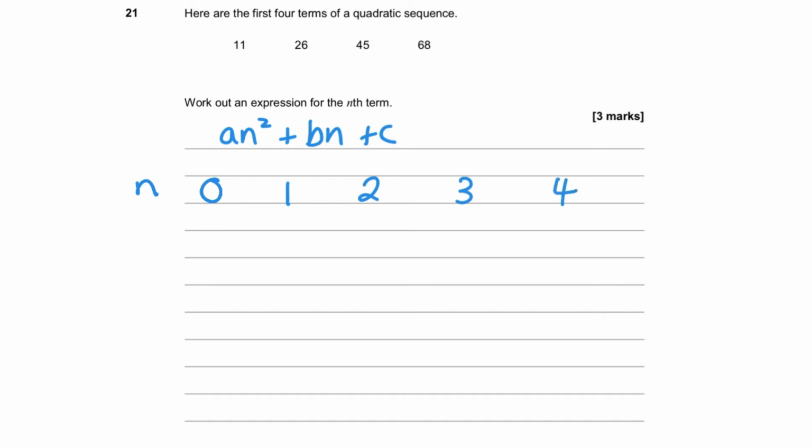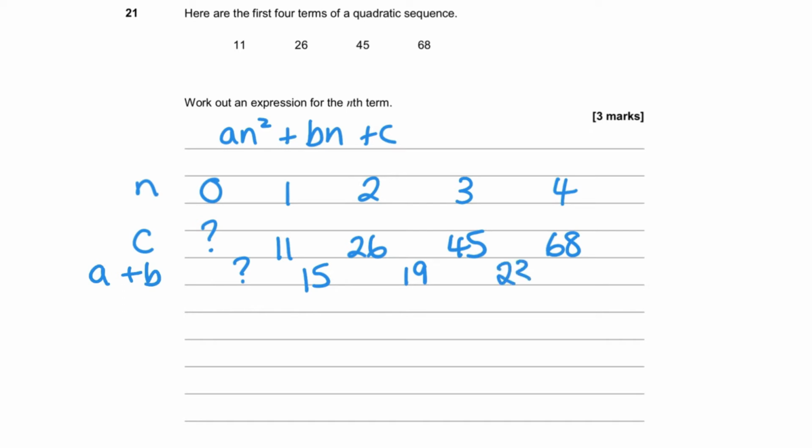So the next row is going to be labelled C, and these are the terms. So we don't know that term yet. And then we've got 11 is the first term, 26 is the second term, 45 is the next one, 68 is the next one. Our next row is labelled A plus B, and these are the differences between the terms. So the first one we don't know the difference of yet because we've got a question mark. The difference between 26 and 11 is 15. The difference between 45 and 26 is 19. The difference between 68 and 45 is 23.